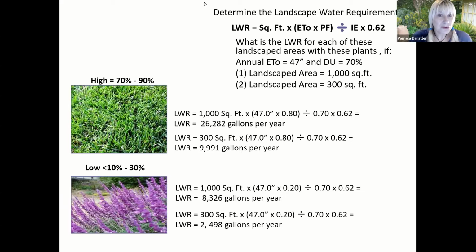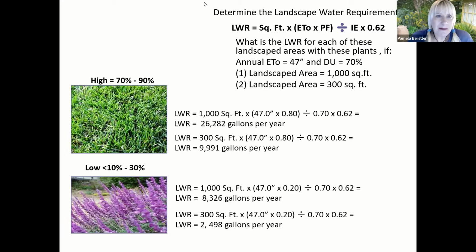We have two landscape areas that we're taking a look at. The first one is, and I'm just going to deal with the first one really, a 1,000 square foot landscape area in a place with ETO of 47 inches and distribution uniformity of 70%. So if I were just approaching this, in a landscape, I would say to myself, okay, how big's the landscape? 1,000 square feet. Write that down.